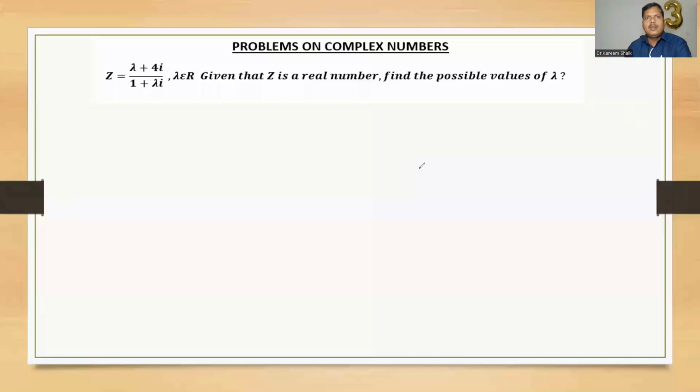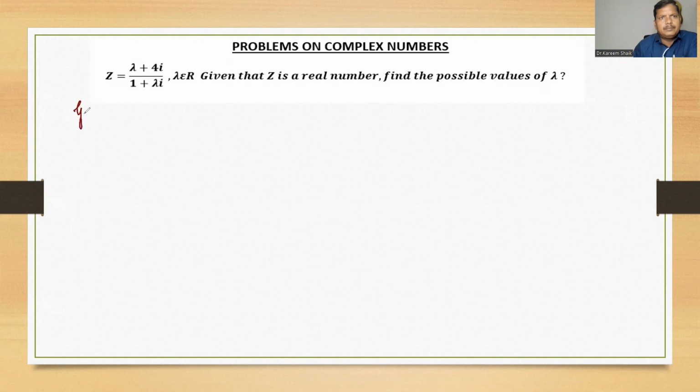Of a complex number. Today we are going to discuss some problems on complex numbers. Z equals lambda plus 4 iota upon 1 plus lambda iota, where lambda belongs to the real numbers. Given that Z is a real number, that means what? The imaginary part is 0. Find the possible values of lambda. Let's see how to approach this problem.